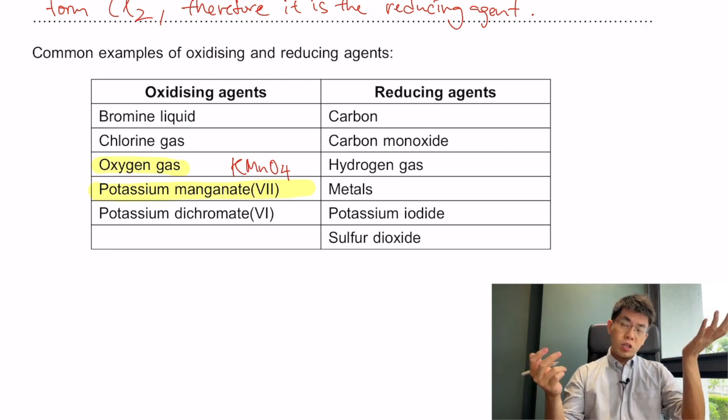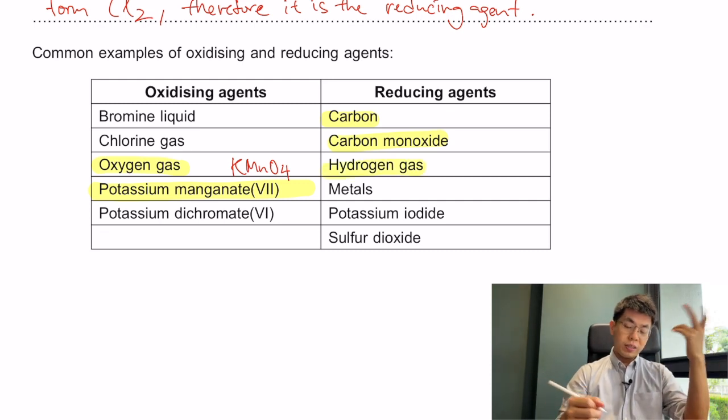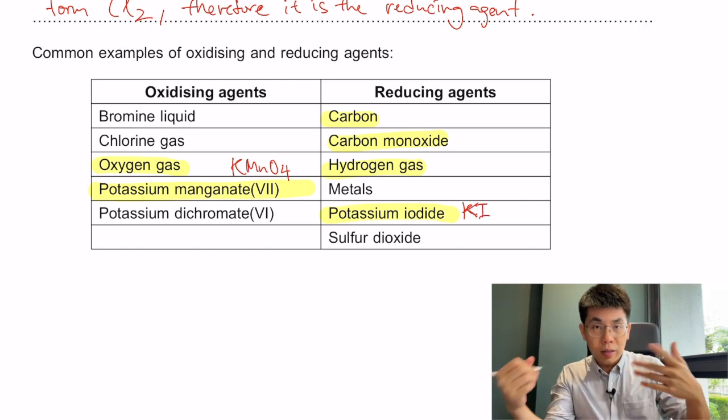Right? Reducing agents are things that you have learned. You learned in metals, carbon is a reducing agent. You also learned in metals, carbon monoxide is a reducing agent. You also learned in metals that hydrogen gas is a reducing agent. And you also learned that metals themselves are reducing agents. However, you must also remember this one, potassium iodide, KI, is a very commonly used reducing agent. And that is important for our next section.